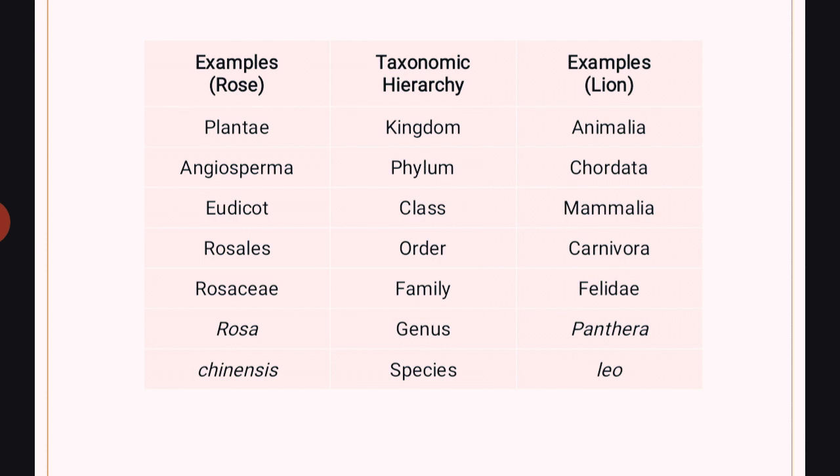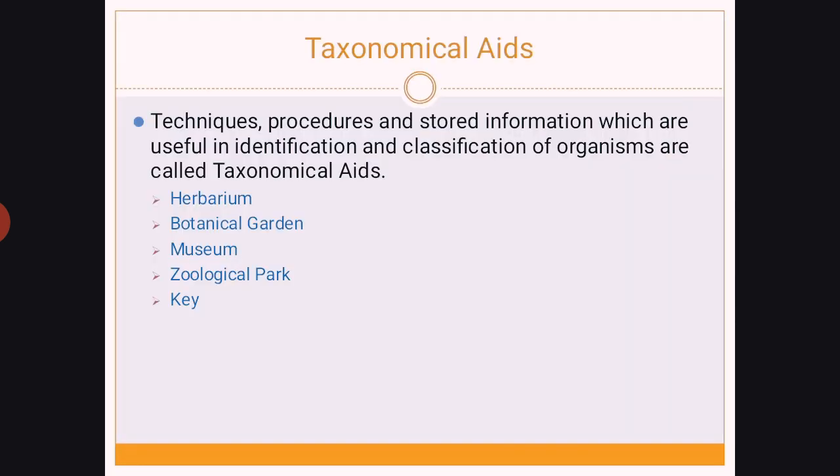So, to achieve this entire procedure and the complex classification process, some techniques and files are maintained to simplify the whole taxonomic identification and classification procedures. These are called taxonomical aids. There are 5 commonly used aids like Herbarium, Botanical Garden, Zoo, Museum, Key, etc. Here are some brief descriptions of each of them.